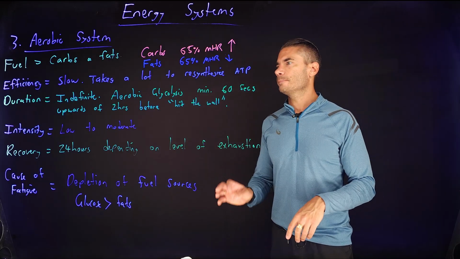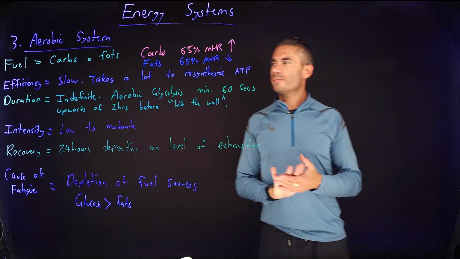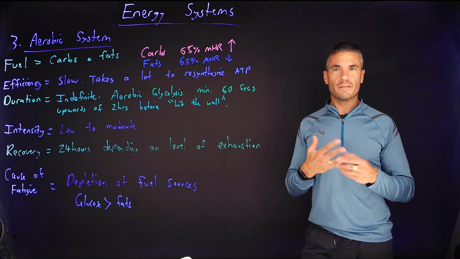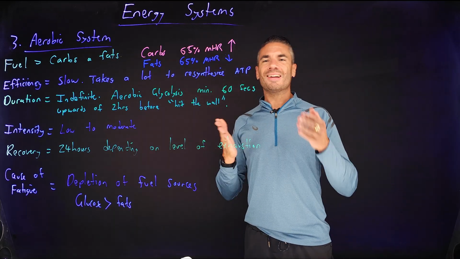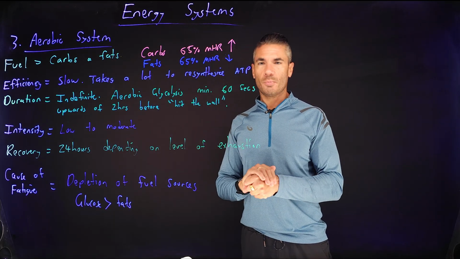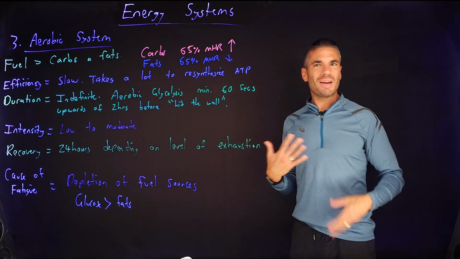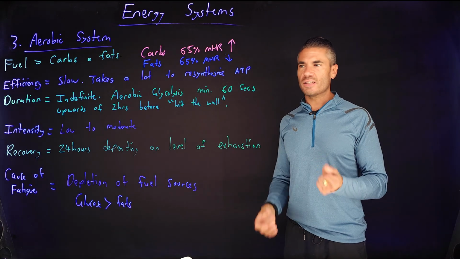So the duration of the system is indefinite because you are always using your aerobic system to create ATP as long as you are alive. However, in the context of sport and exercise, the process of aerobic glycolysis takes about 60 seconds to kick in before it starts going.